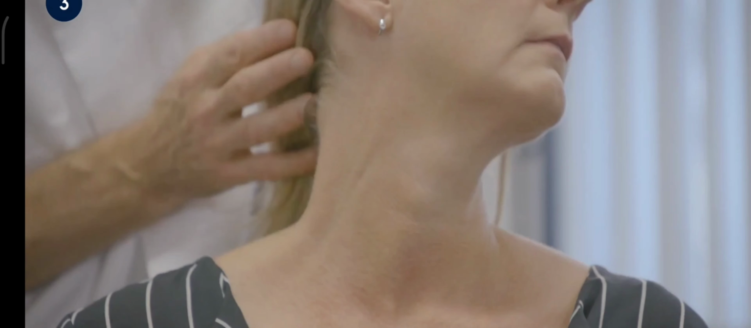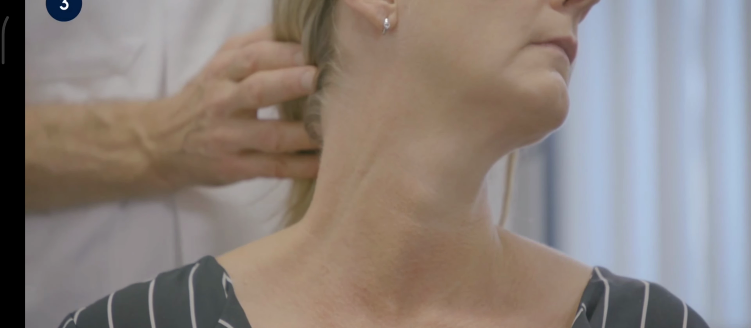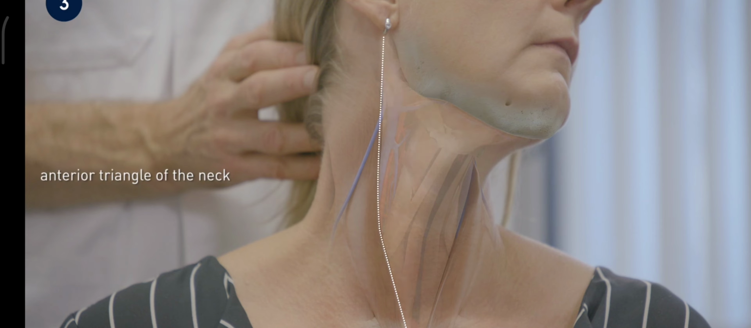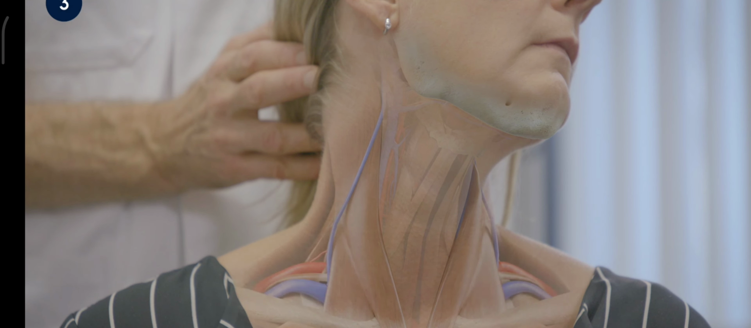The neck can be divided into anterior and posterior triangles. Deep to the superficial cervical fascia and platysma muscle, the anterior triangle is formed by the anterior border of the sternocleidomastoid, the inferior border of the mandible, and the midline of the neck. The borders of the posterior triangle are the posterior border of the sternocleidomastoid, the middle 1/3 of the clavicle, and the anterior border of the trapezius.